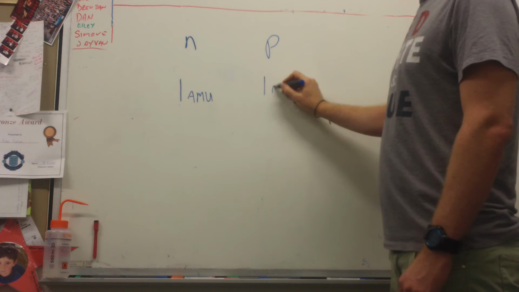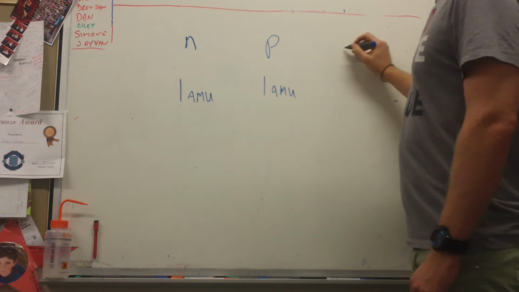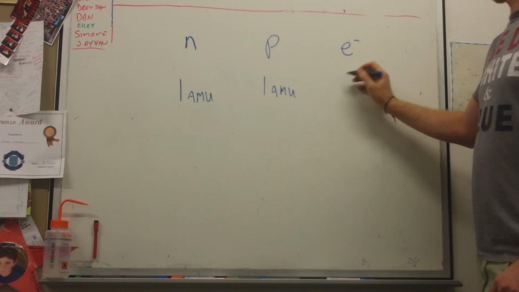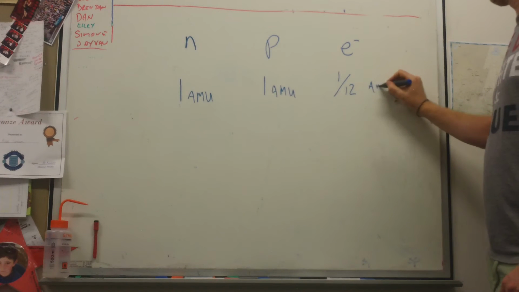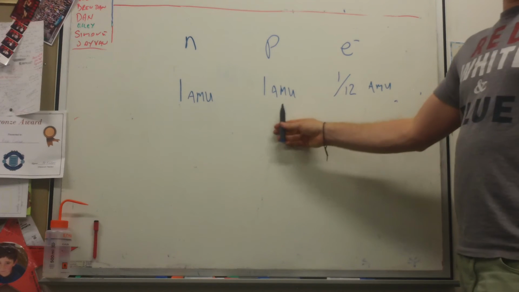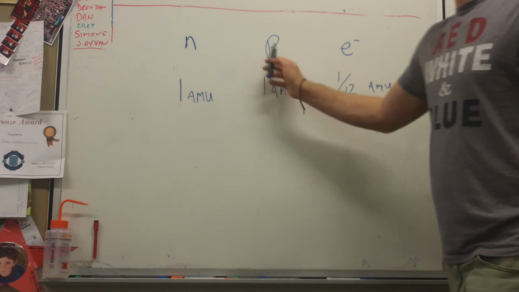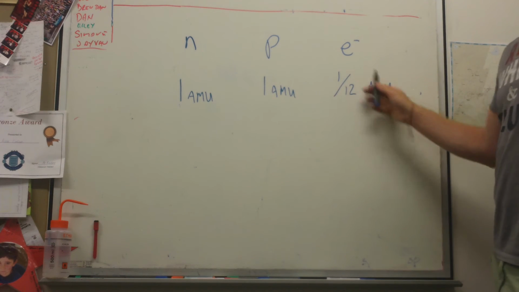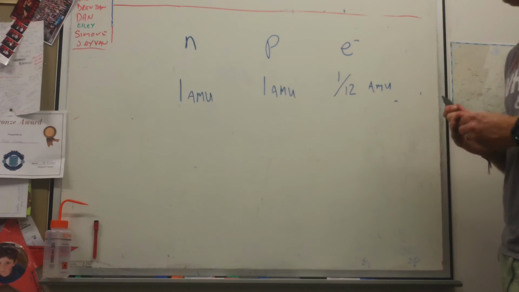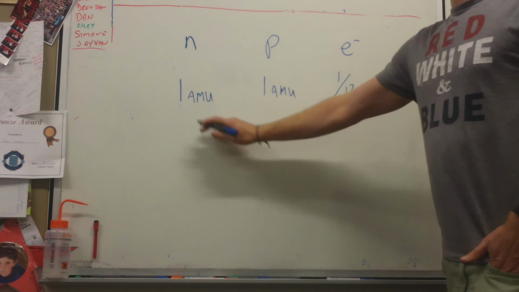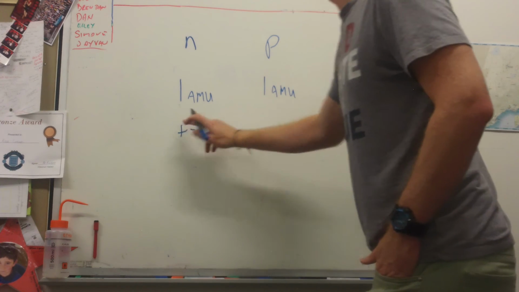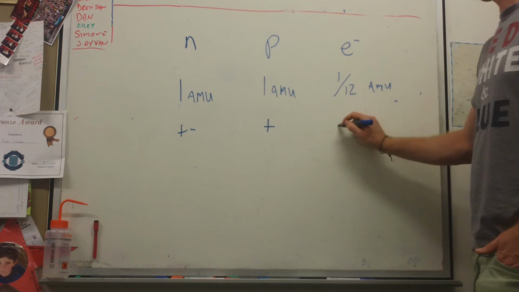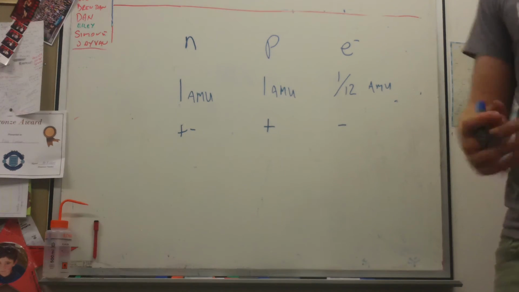Protons weigh approximately 1 atomic mass unit, and electrons weigh approximately 1/12 of an atomic mass unit. We'll often refer to just using 1 for a neutron and proton for adding them up, and we'll tend to often neglect the electron because it's so small. Neutrons are neutral. I'll call that plus and minus together. Protons are positive and electrons are negative. We'll ask for the properties there.